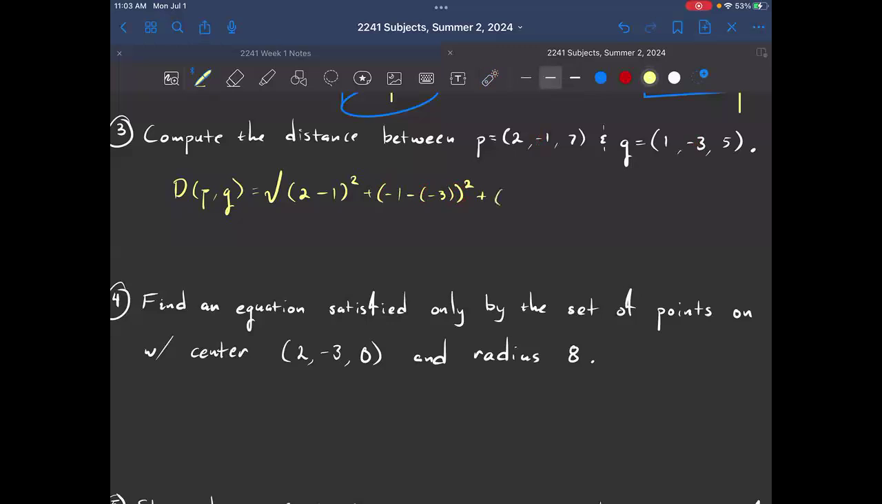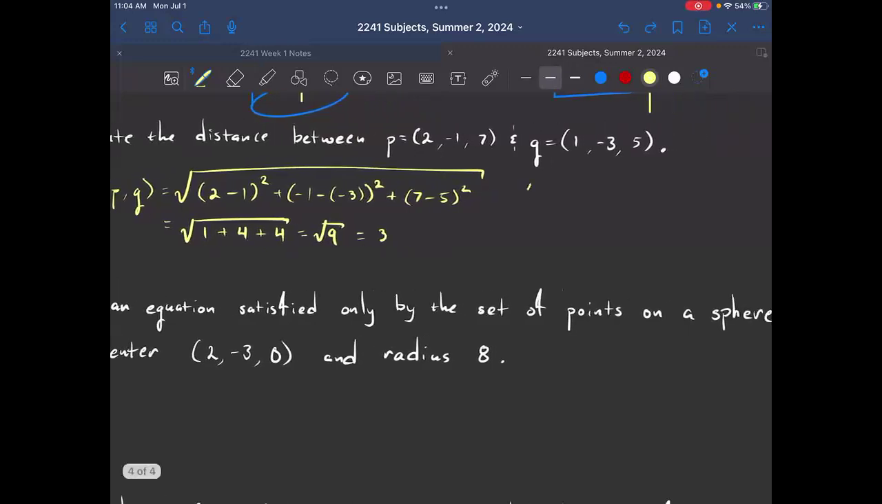Okay, so then we add our third term here. This is going to be 7 minus 5 squared. And we take the square root of that. So what do we get here? We get 1, 2 minus 1 is 1, and then square that is 1. And then -1 plus 3 is 2. Square that, you get 4. 7 minus 5 is again 2. Square that, and you get 4. So we have the square root of 9, which is 3. So the distance between these 2 points is 3.